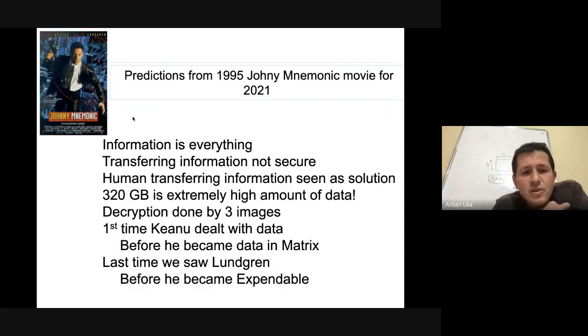He played in this Johnny Mnemonic, and he was back when he played in Expendables with Sylvester Stallone. So it was a long time we didn't see him, but this was a time when he played with Keanu Reeves. And the reason I brought this back here is that in this movie they discuss how the information was encrypted and decrypted into images. Okay, so this is how they explained it over there, which is very similar to what we try to explain in here.